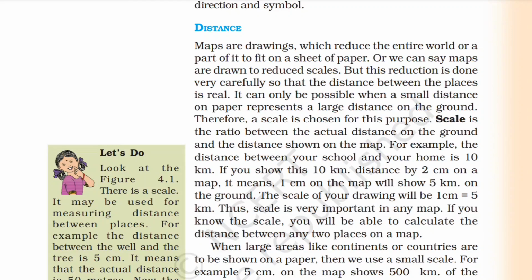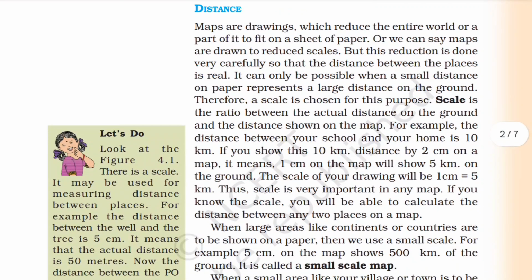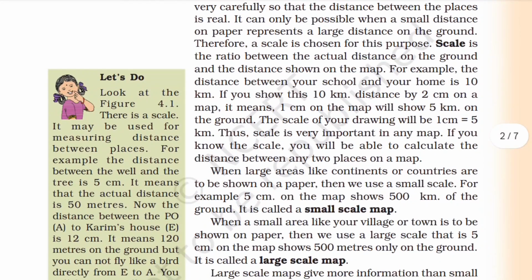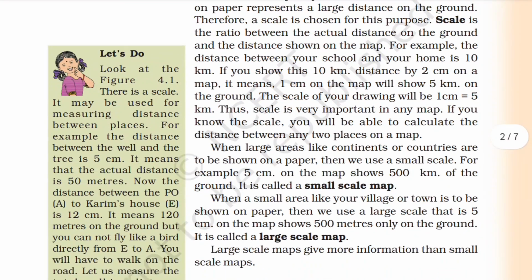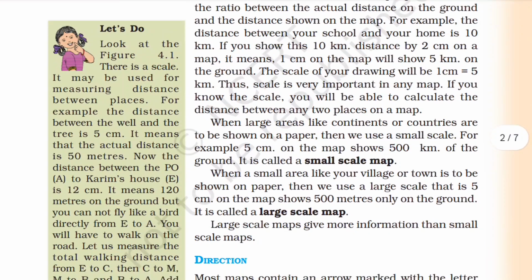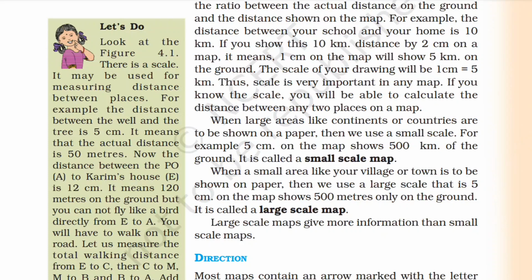Scale is the ratio between actual distance on the ground and distance shown on the map. For example, the distance between your school and your home is 10 km. If you show this 10 km distance by 2 cm on the map, it means that 1 centimeter of the map will show 5 km on the ground. The scale of your drawing will be 1 centimeter is equal to 5 km. Thus, the scale is very important in any map. If you know the scale, you will be able to calculate the distance between any two places on the map.